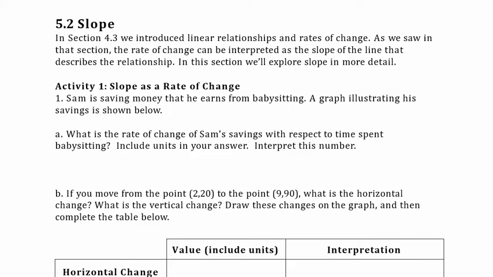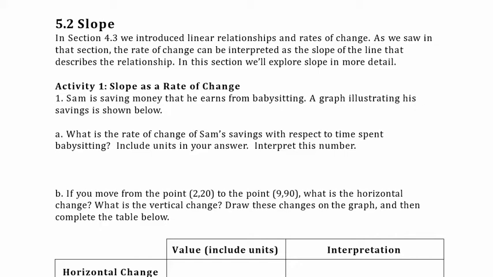Section 5.2, we're going to talk about slope. And in section 4.3, we were talking about linear relationships and consequently talking a lot about rate of change, because a constant rate of change is the key characteristic of a linear relationship. And in that section, we saw that we could look at the rate of change as the slope of the line that describes the rate of change when you're looking at that graph. So in this section, we're going to explore slope in more detail.